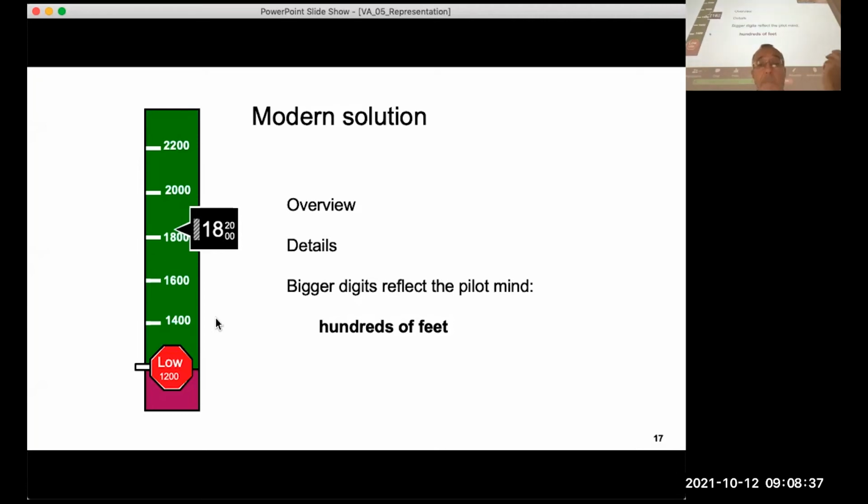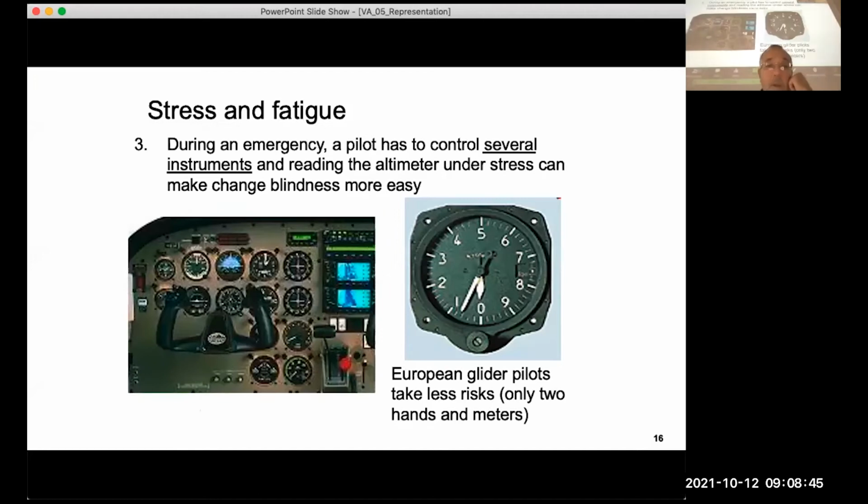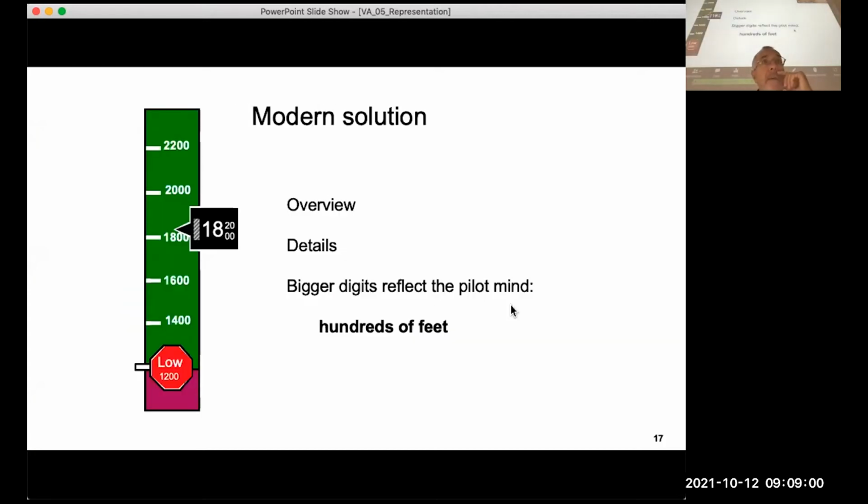This is a simple solution that is available even without modern planes, because this is totally mechanic. It does not use electricity, and it is on gliders, and most of the basic avionic planes are still using it. If you go on a jumbo, you will get something like that.